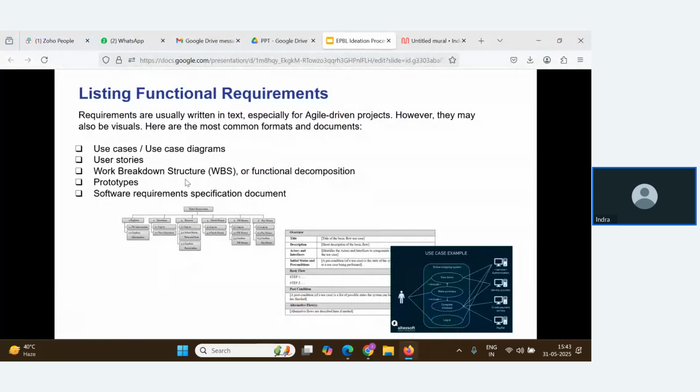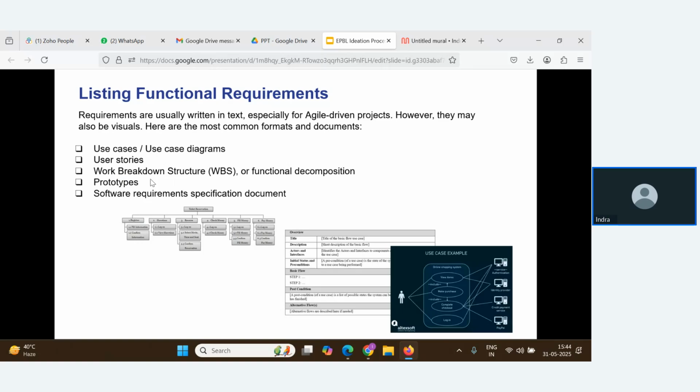First is use case or use case diagram. This describes how the user will interact with the system to achieve a goal. On the slide here, you can see a simple use case example with an online shopping system, where the user can view the demo, browse the product and make purchases. All right. Then we have user stories. These are a short, simple description of a feature told from the user perspective. Like, as a user, I want to add items to my shopping cart so that I can purchase multiple items. So this is a kind of user story. We'll discuss more about user stories in a while.